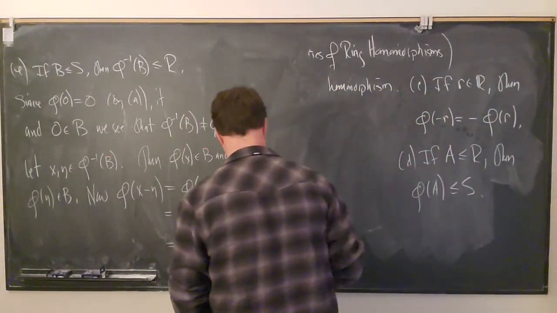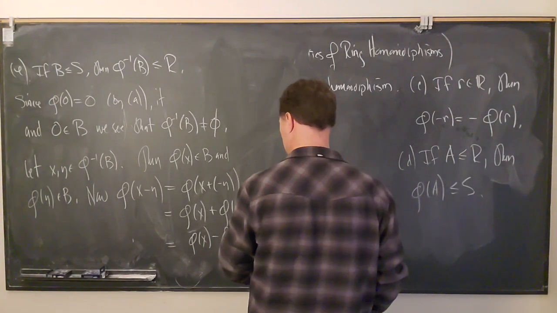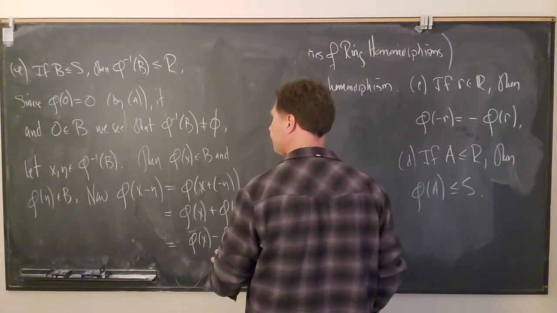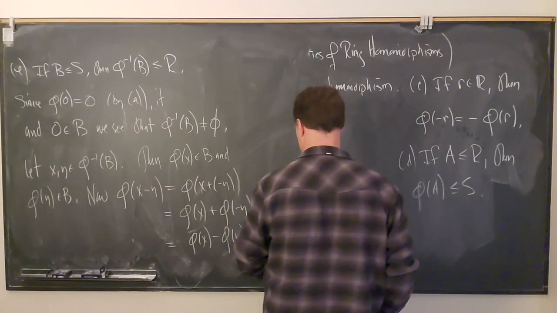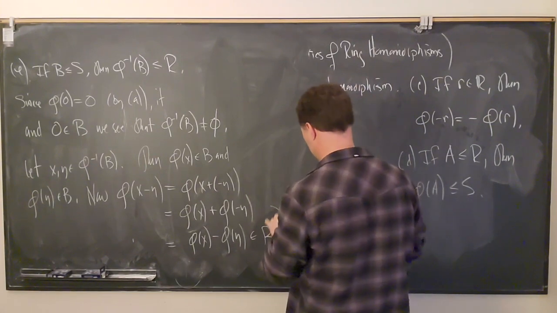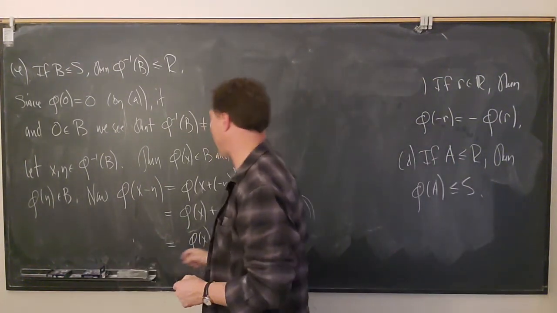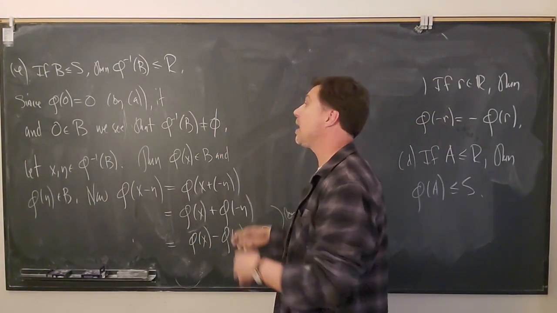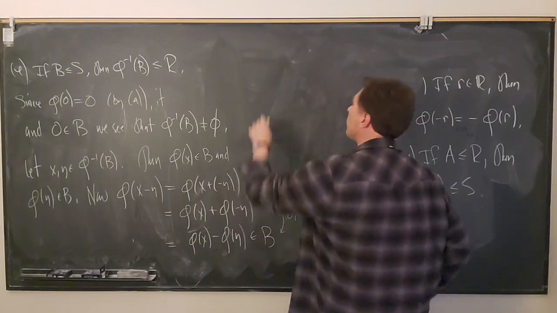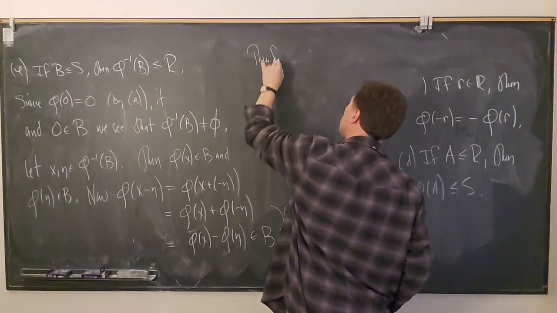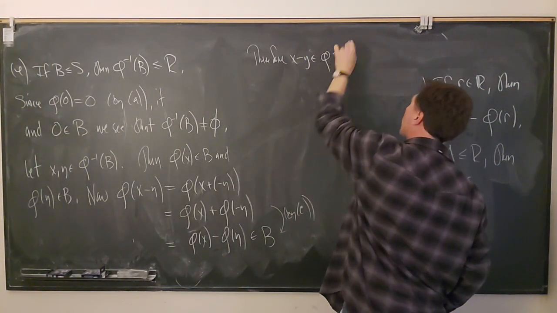And now this is an element of B, and this step is by C. Right, so what just happened here, we know that phi of x lives in B, we know that phi of y lives in B. B is a subring, which means that it's closed under subtraction, so this element has to live in B. So therefore, x minus y is an element of the inverse image of B.